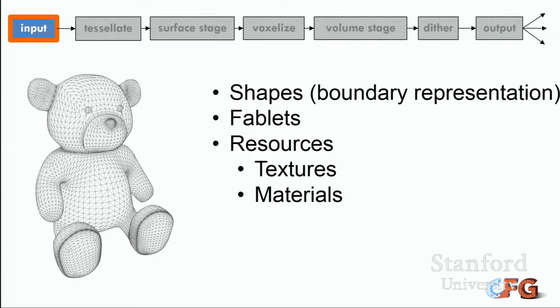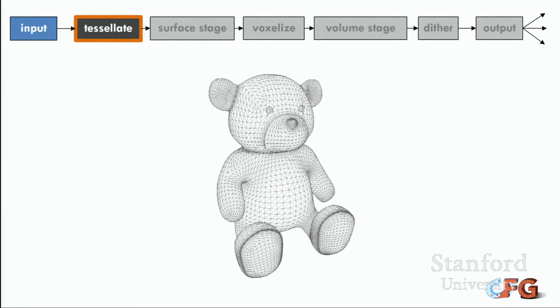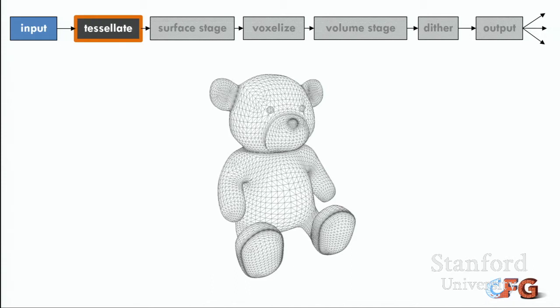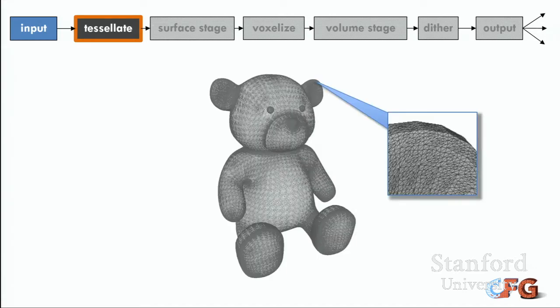How does this work? Let me show you this on a very simple example. Let's build this teddy bear. So the input is going to be a boundary representation, the shape. We're also going to specify phablets. Phablets are subroutines, little programs that specify both the surface detail and material composition within the object. And of course, we specify external resources, for example, textures or materials. So the first step here is going to be tessellation. We are going to tessellate this model to micropolygons that are at the resolution of the printer.